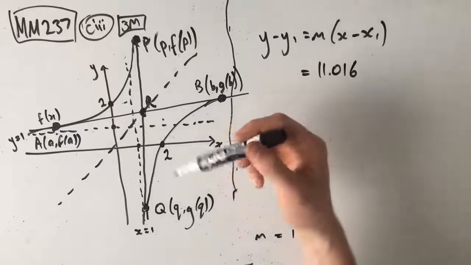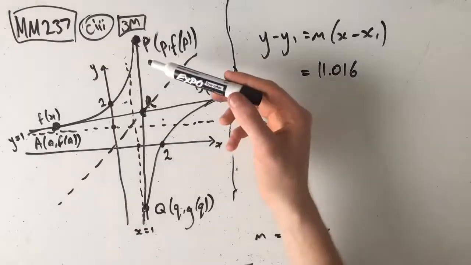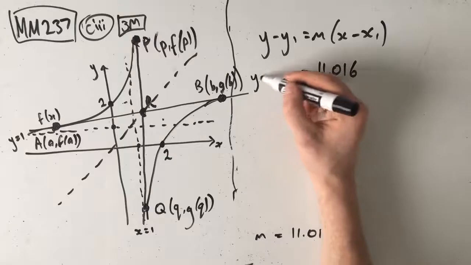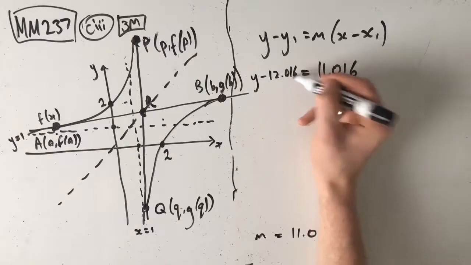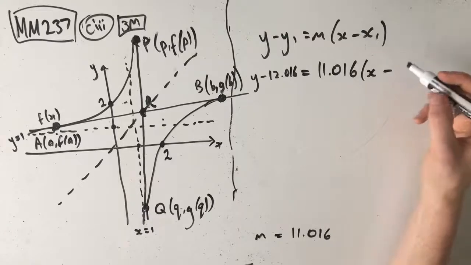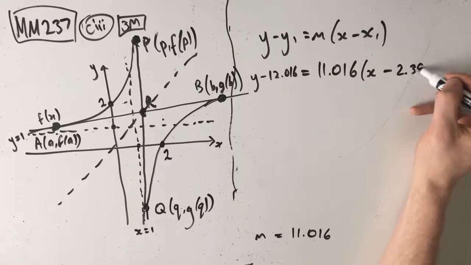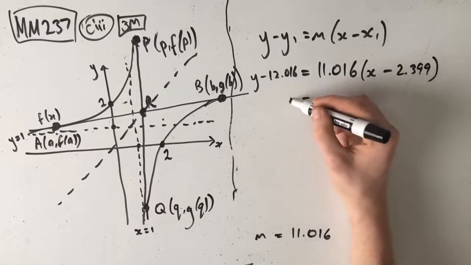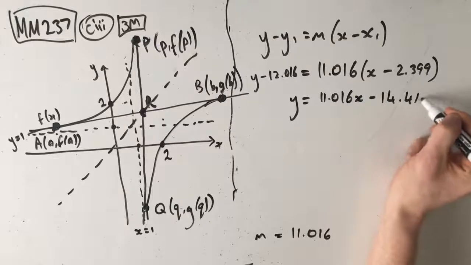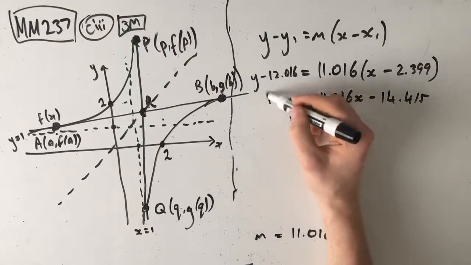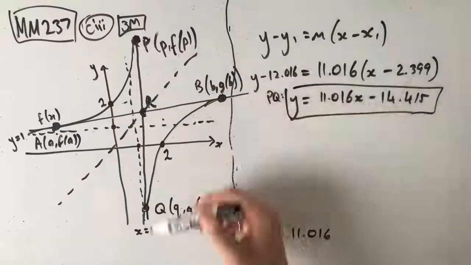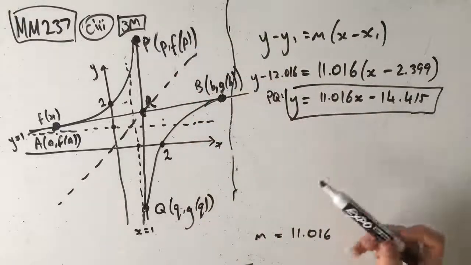So I'm going to take, is that the P? 12? Yep, so that's our P value. So we get y minus 12.016 for our y value, equals 11.016 outside of x minus x1, which is 2.399 in our case. Rearranging this, we get y equals 11.016x minus 14.415. So this is our equation for PQ, right? So we haven't even started to do area yet. We needed this equation before we can even do that.